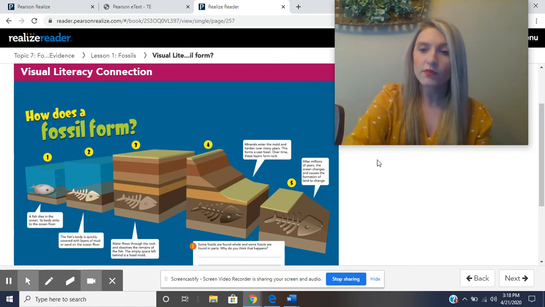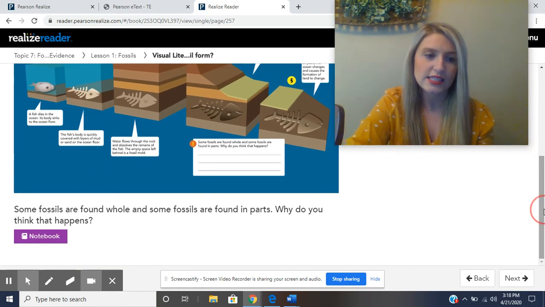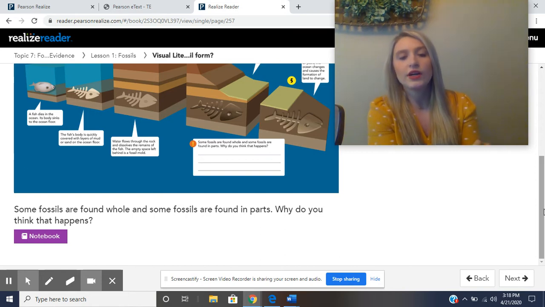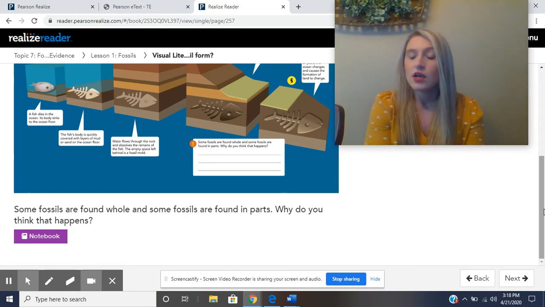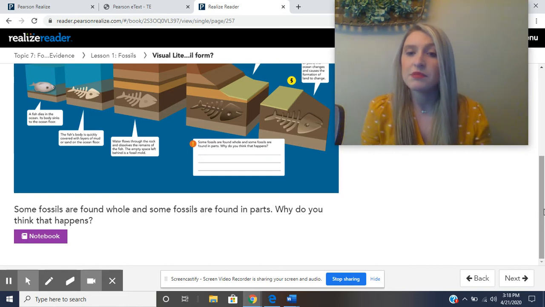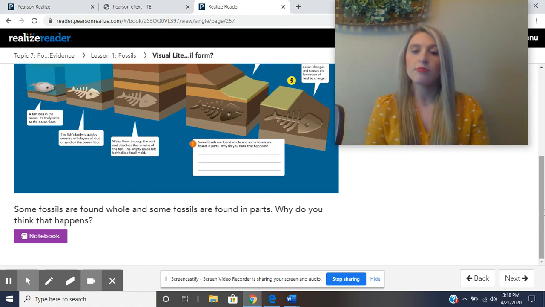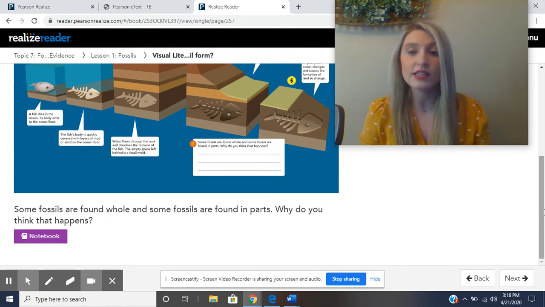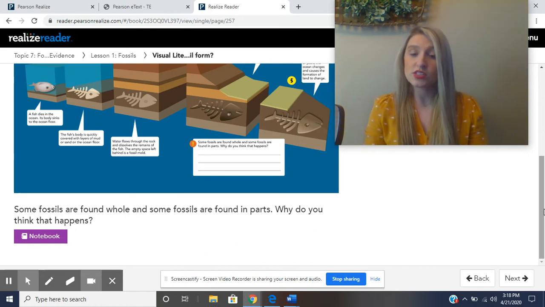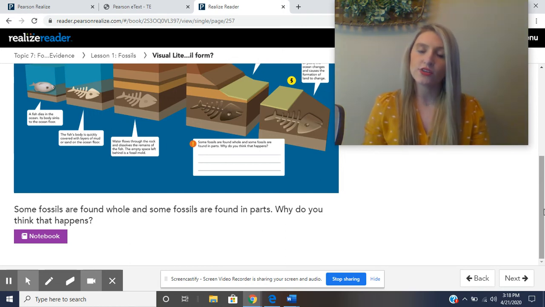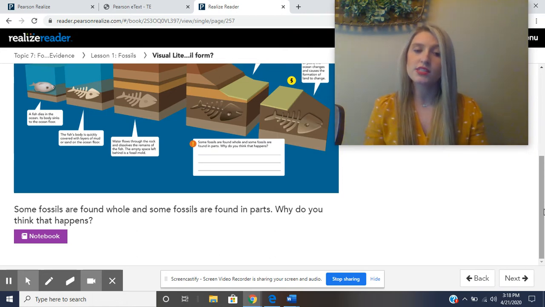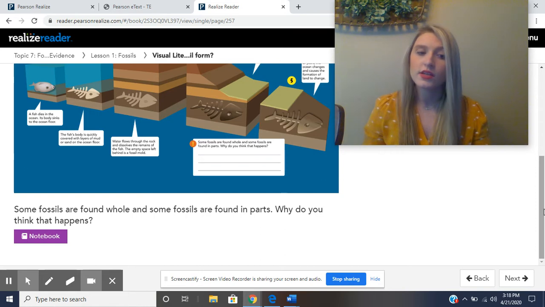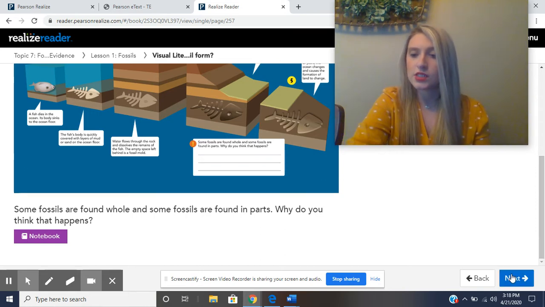And so our first question down here says, some fossils are found whole and some fossils are found in parts. Why do you think that happens? Well, in my opinion, I think it happens because maybe the animal that is being turned into a fossil is not strong enough. It may be too small. We talked about yesterday that some of these fossils are smaller than you can see without a microscope, and some of them are as large as a dinosaur. So maybe it just couldn't handle the pressure and parts of it broke off. I think that could be a reason why parts of it fell off and they're found in different places.